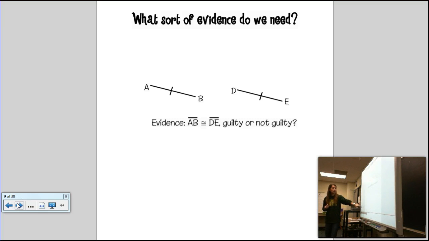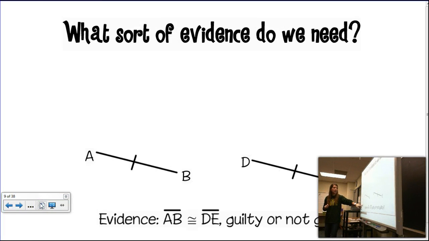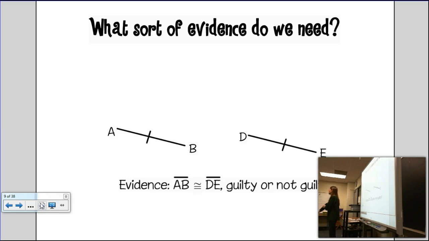What sort of evidence do we need? So we're about to find out. You're not writing anything in your book yet. We're about to find out what shortcuts we're allowed to take. We want the least amount of evidence to prove them guilty of being congruent. So, what if one side of a triangle is congruent to one side of a triangle? Would those triangles have to be congruent? One side is congruent to one side.